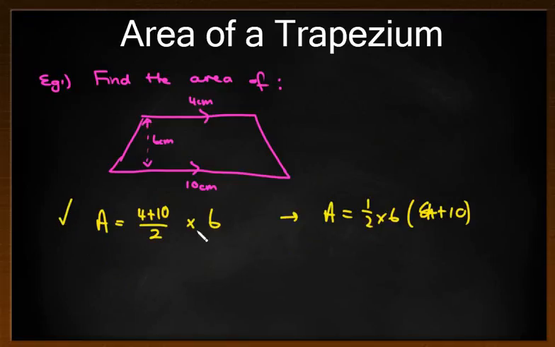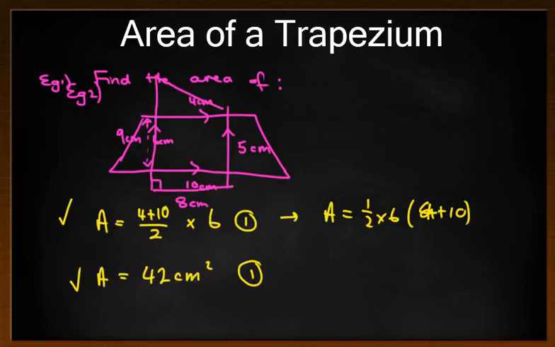Now you can chuck that into your calculator to get the answer, or if you want, you can say 4 plus 10 is 14, divided by 2 is 7, 7 times 6 is 42. But these are the two kind of lines that I would expect to have. The first mark will be coming from the formula substitution, and the second mark will then come from the correct answer, of course, with the units squared. Hopefully you got that question right.